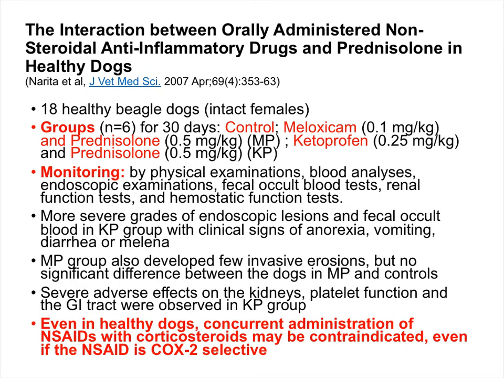So the ketoprofen and prednisolone group also showed some impact on the kidneys as well as the GI tract. The point here is that even in healthy dogs, concurrent administration of NSAIDs with glucocorticoids may be contraindicated, even if the NSAID is COX-2 selective. Now, we've already learned about the problems with COX-2 quote-unquote selective drugs, so this shouldn't be too much of a surprise to you.